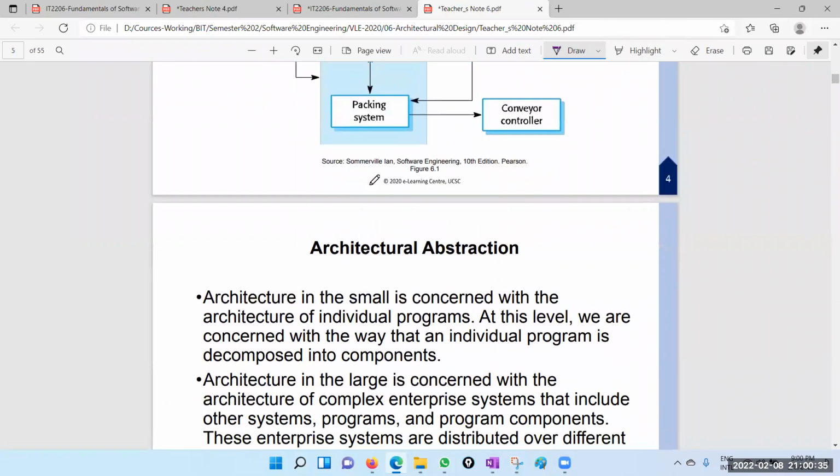Now again, we use the word abstraction. I told you the importance of abstraction.